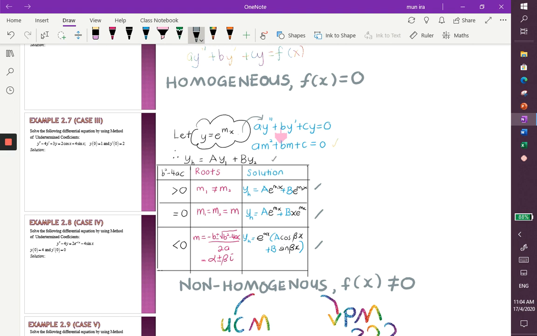yH = A y1 + B y2. Where is your y1? Here you have e^(m1 x), and here is your y2, e^(m2 x). For the equal roots, e^(mx) is your y1, and your y2 is x e^(mx). Your y1 here is e^(αx) cos βx, and your y2 here is e^(αx) sin βx. So that is how we find our y1 and y2.